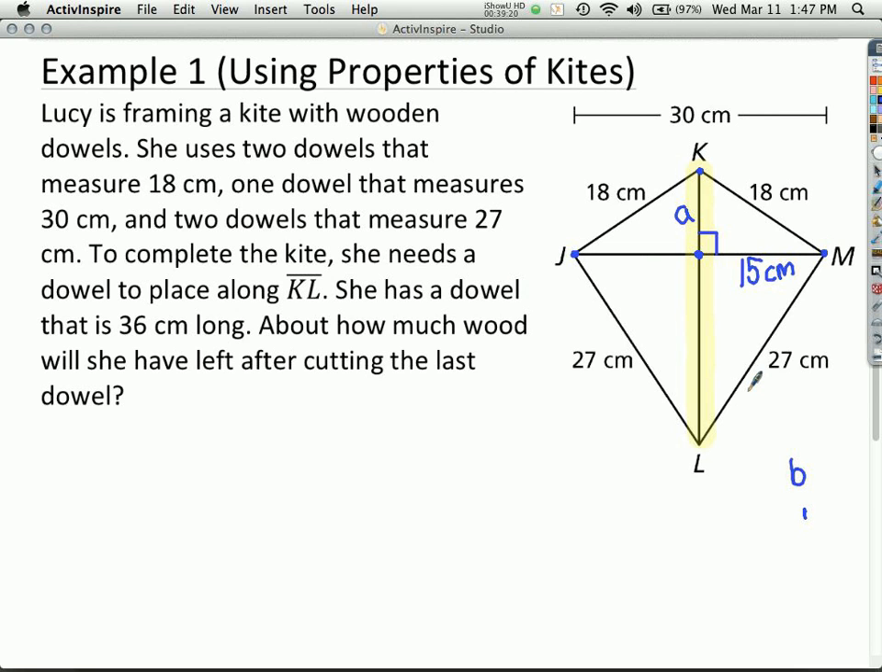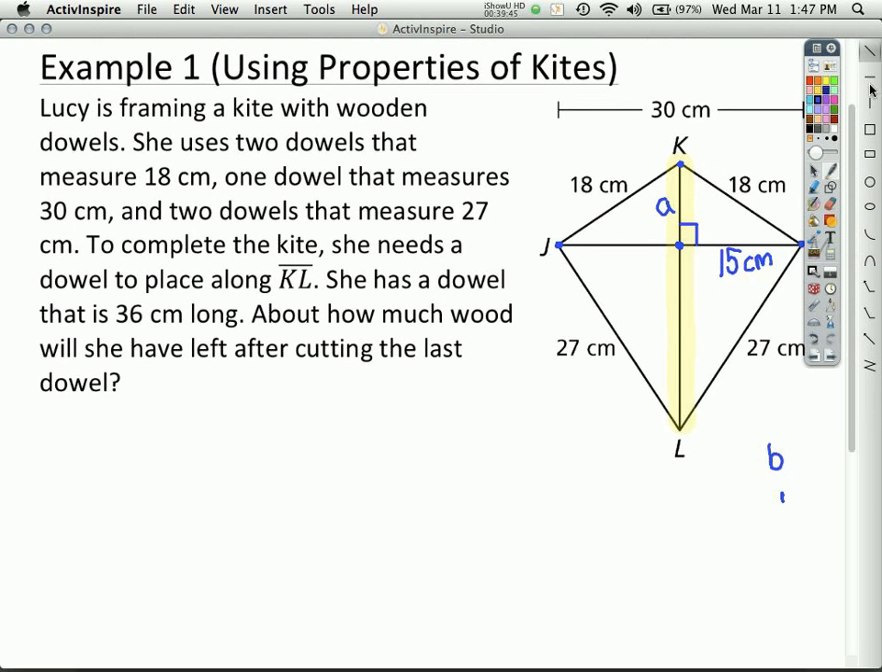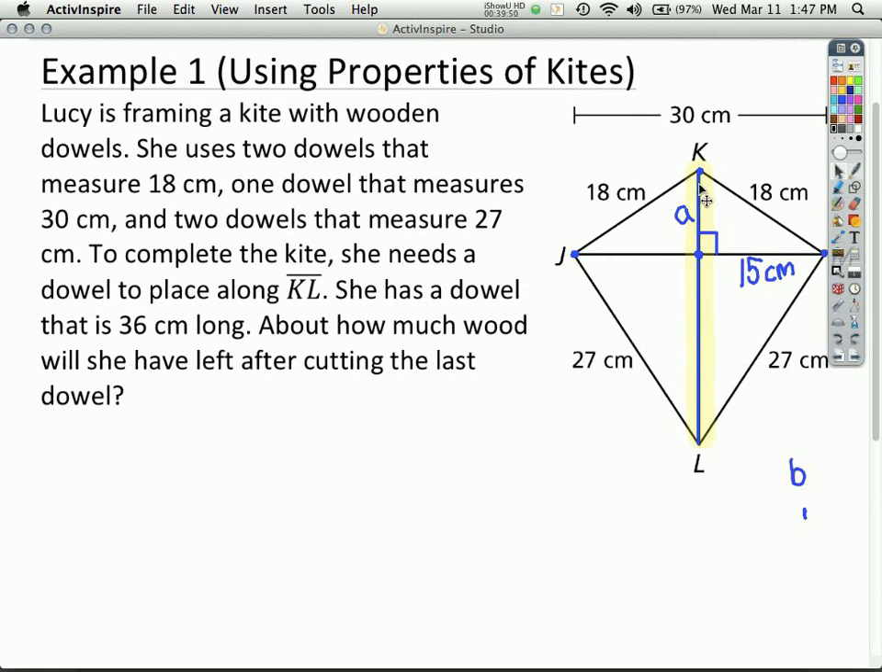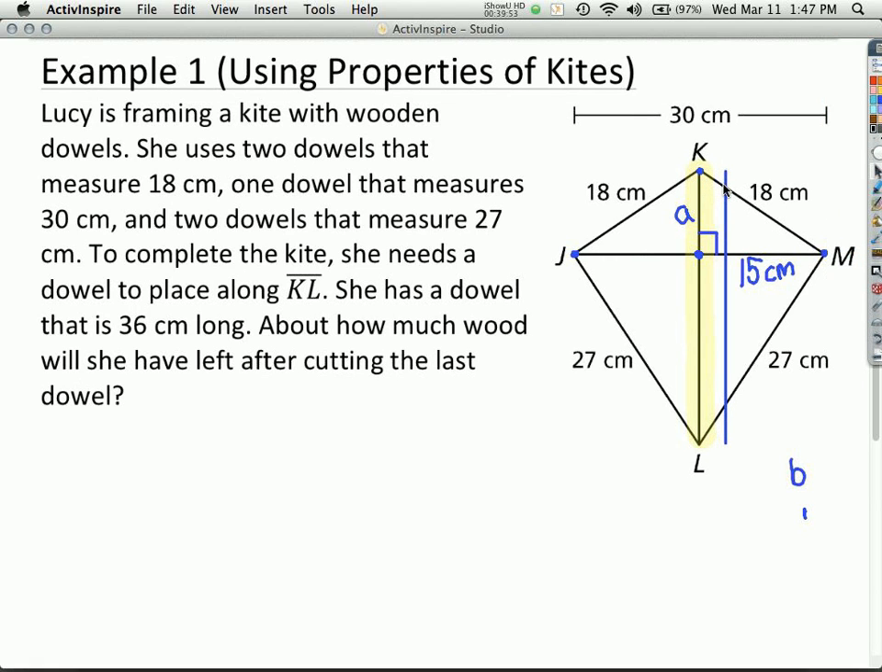Is there a theorem that says that the diagonals of a kite bisect each other, or that one of them bisects another? Is there anything that you've learned so far? Jada? It says they're perpendicular, but it doesn't say that they bisect each other. In other words, this whole line, I'm going to draw it in blue. If I take that line and I move it over, is that still perpendicular? No. It's still perpendicular, but it's not bisecting JM anymore, is it?